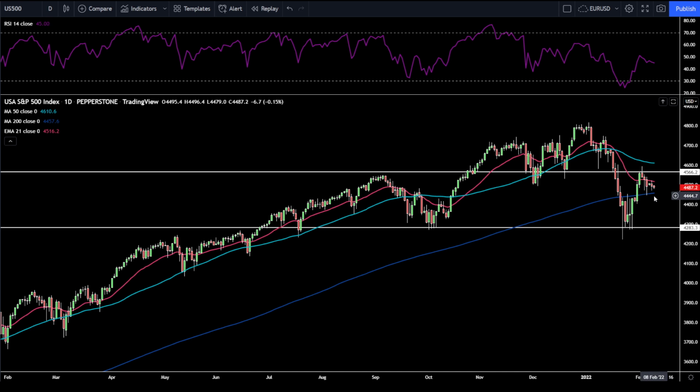Futures are very slightly in the red for the S&P 500, but we'll see if that sentiment turns around as UK markets are up in the green. We'll see if later on the US cash index will turn green too.